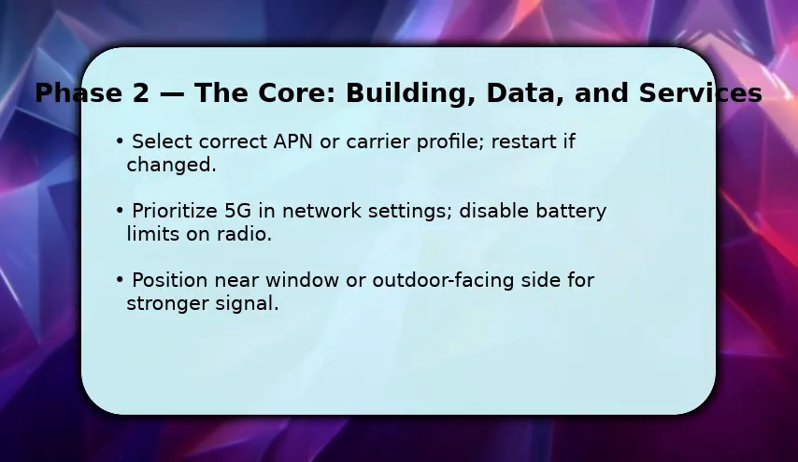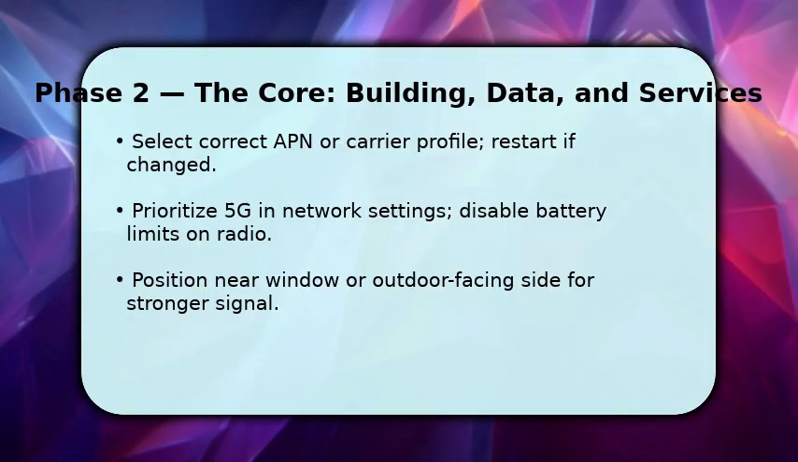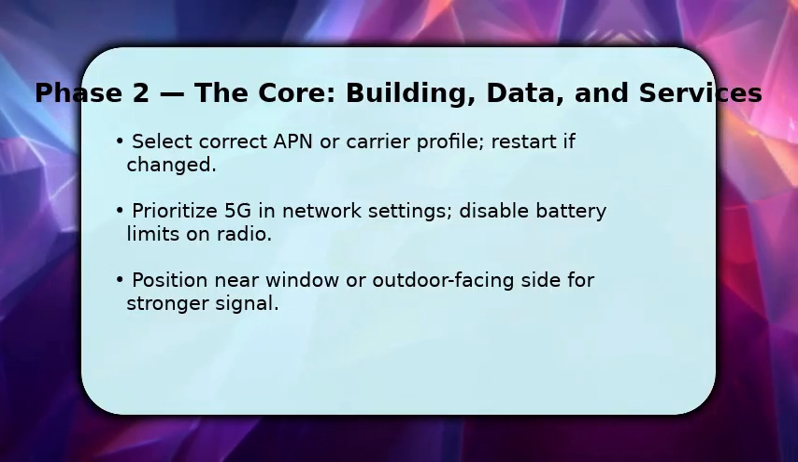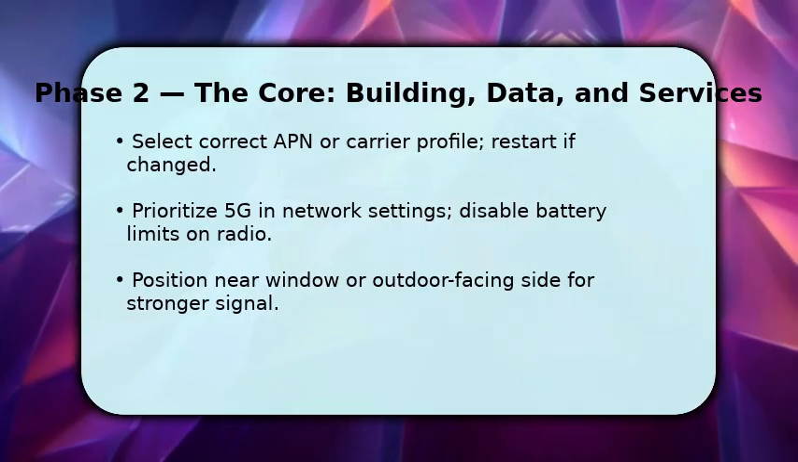Make sure power-saving modes aren't throttling the radio. Disable aggressive battery limits because 5G can require sustained throughput. Also, physically move toward a window or higher floor.